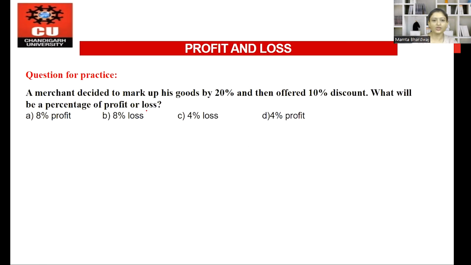A merchant decided to mark up his goods by 20% and then offered 10% discount. So what will be the percentage of profit or loss? Mark up his goods by 20%. It means we will use 20% with plus sign, and offered a discount of 10%. So minus 10% and minus 20 into 10 by 100. So this will be cancelled out, and 20 minus 10, it comes out to be 10. 10 minus 2, it will be 8. So we are getting 8 with the positive sign. It means there is a profit of 8%.